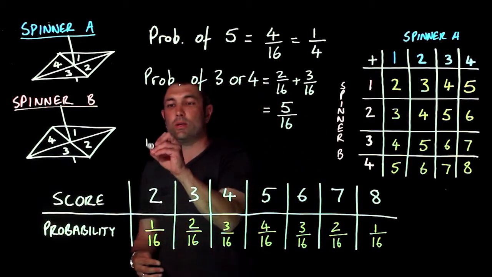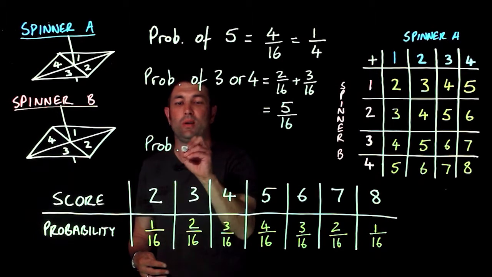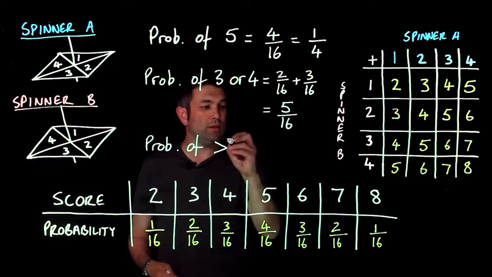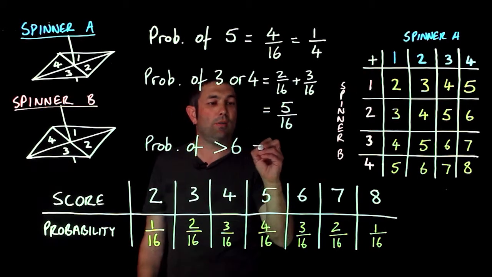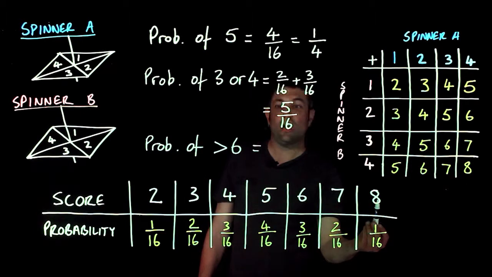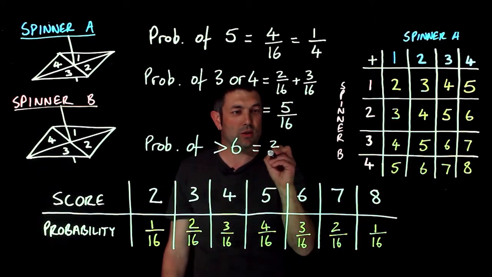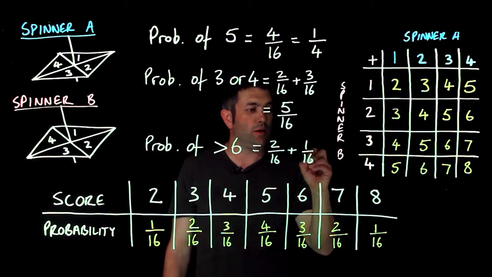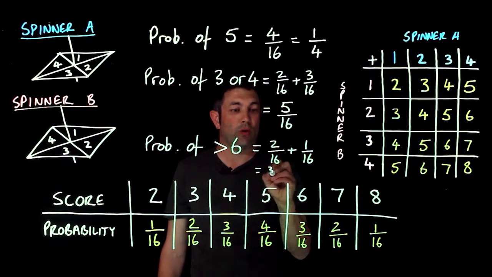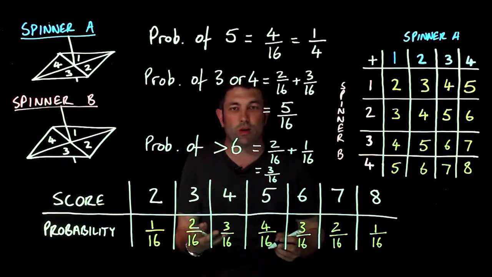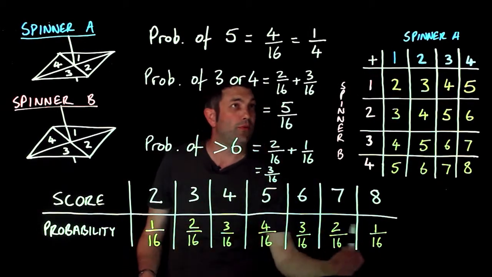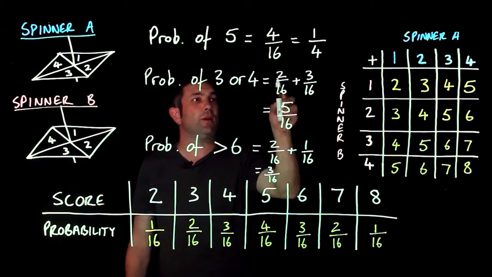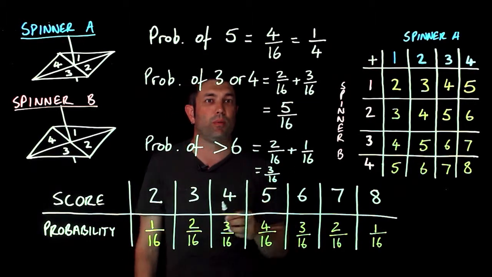Now, the other sort of question, the final sort of question, the probability of scoring greater than, you might see that sign, greater than, say, 6, all right? We've got 7 and 8 are greater than 6, so we've got 2/16 and 1/16. All right, so that makes a total of 3/16. So you just make sure you read the question carefully. All right, don't simplify in this case, simplify at the end, and because they're not simplified in here, it makes it a lot easier to add up certain probabilities.